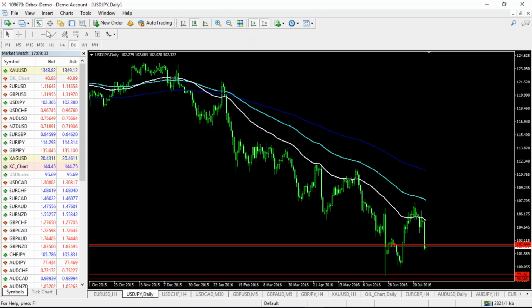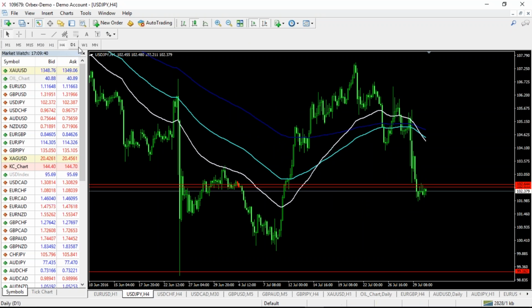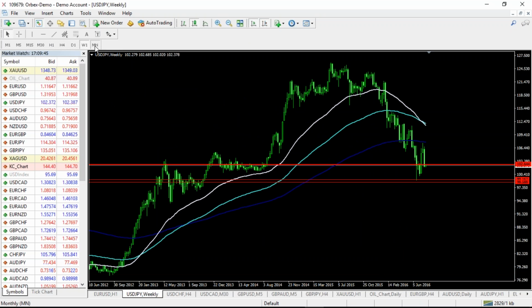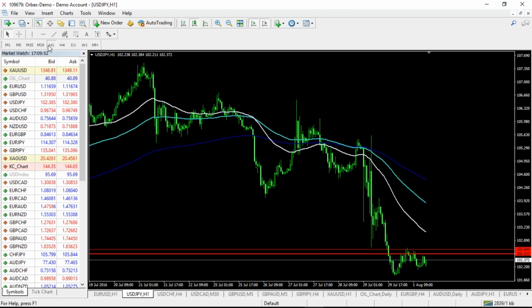Now if we go on to the 1-hour chart, you can see from the 1-hour, 4-hour, as well as the daily chart. Let's go on to the weekly and the monthly as well. There's just too much hint to the downside for USD versus JPY, so it's signaling more strength for the yen and more chances of shorting or selling the USD. Okay, this is versus the JPY. All right.